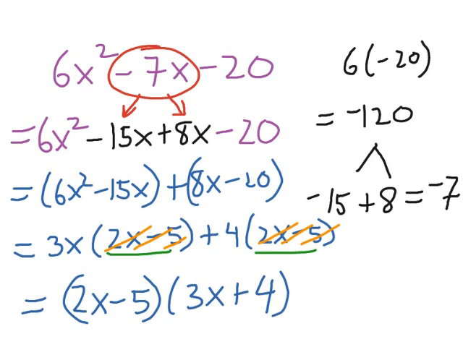Alright, so there's an example of how you can factor by grouping when you have three pieces. It works quite well. There are other techniques that you can use. This is, again, the one I prefer, and this is the one that's in your book.